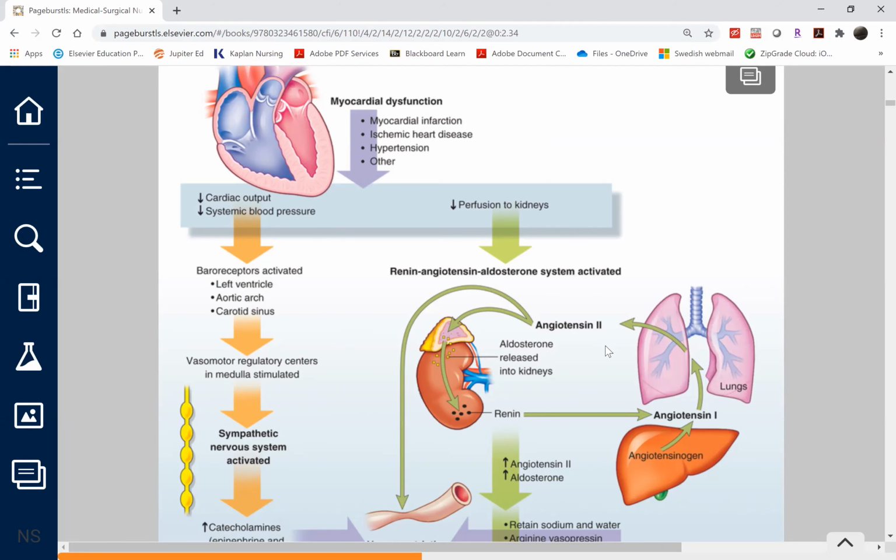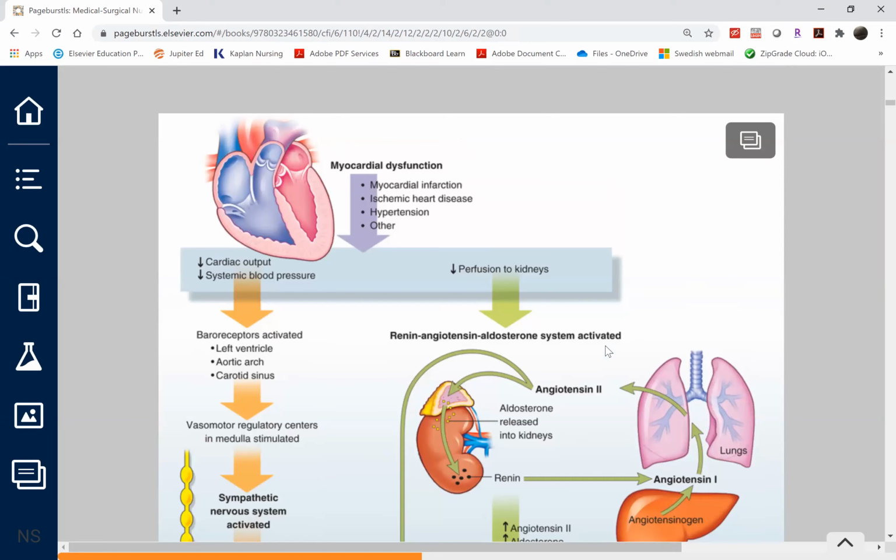So what were the triggers again? In chapter 11, there were 4 triggers. Can you recall the 4 triggers that will automatically stimulate the RAS system and the SNS? Lower than normal BP. All right, low blood pressure. What else? What are the other 3? Blood volume, sodium, decreased oxygen. Perfect. So we have 4 triggers.